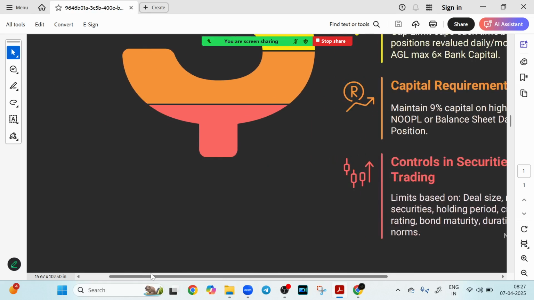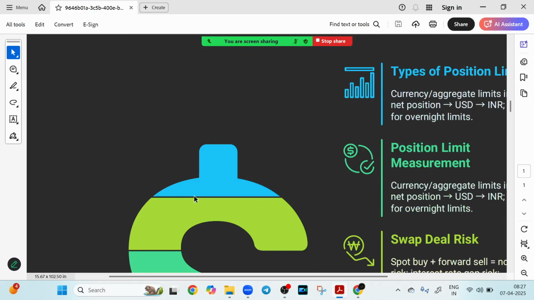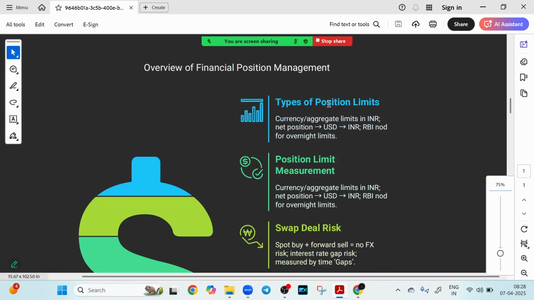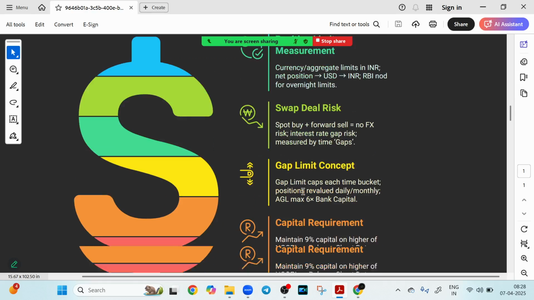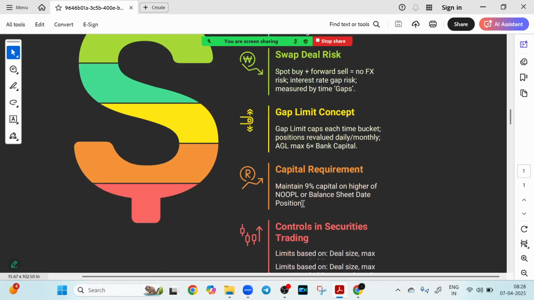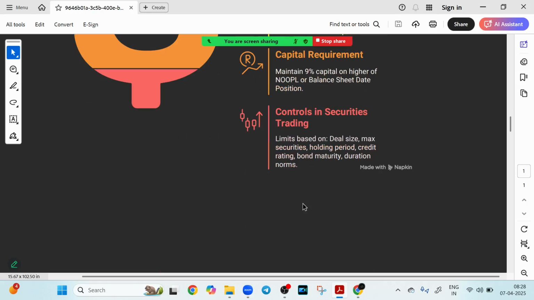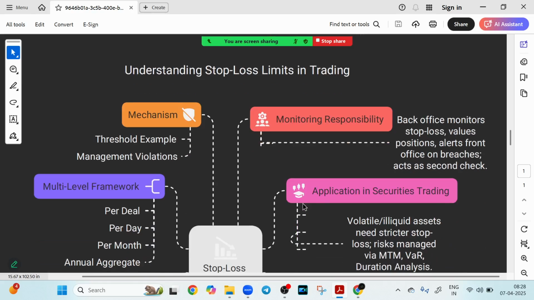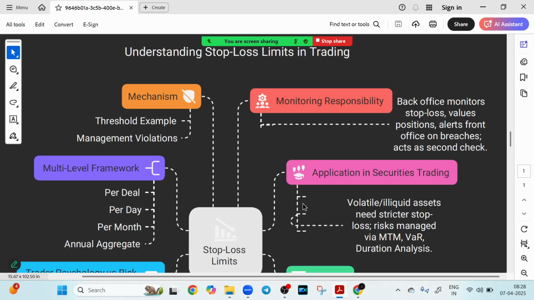So friends, what we have discussed just now was the overview of financial position management. We talked about how many position limits there are, how to measure them, what swap deal risk is, what the gap limit concept is, how to measure the capital, and what the controls in security trading are. Now let's understand stop loss limit. In this slide, everything will be clear regarding the stop loss limit.